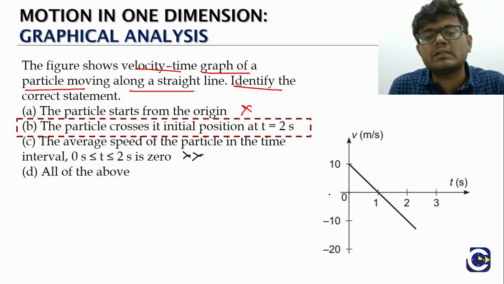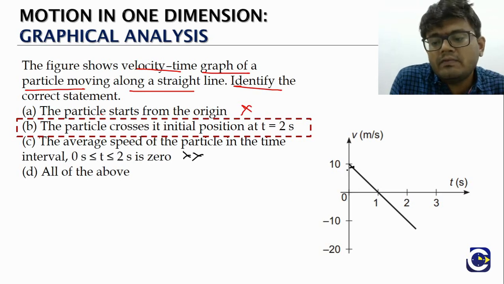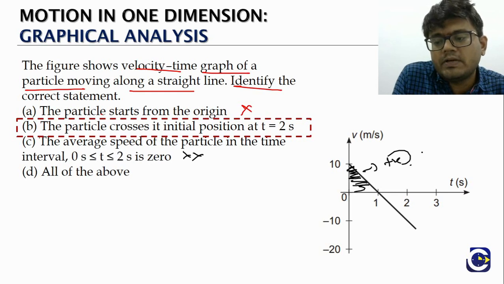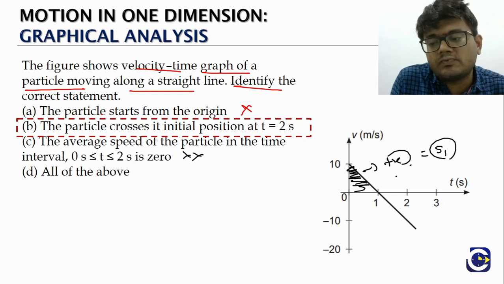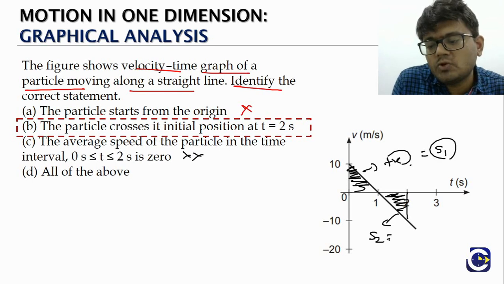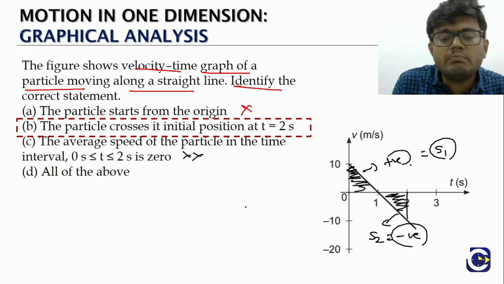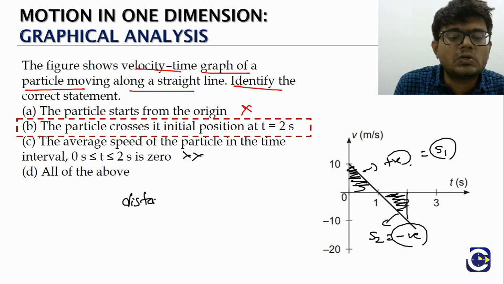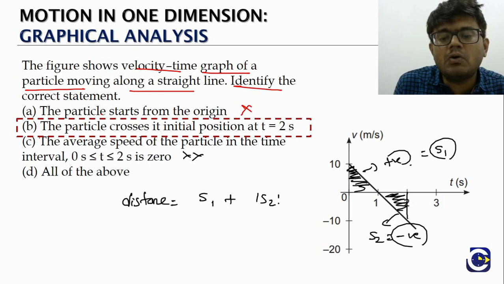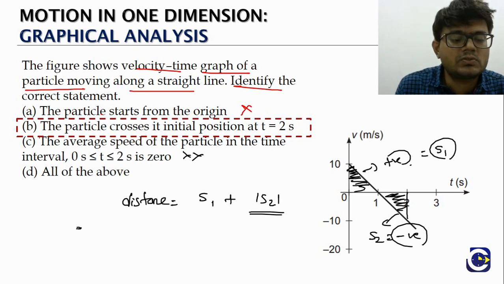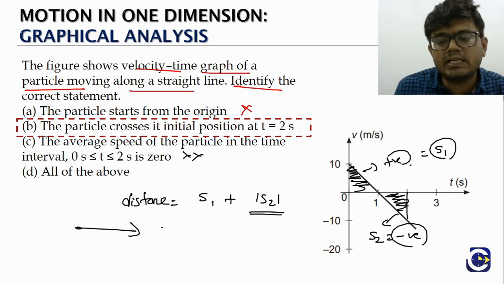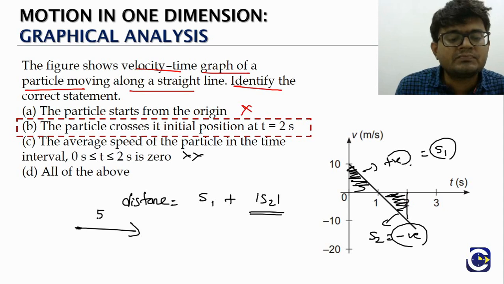So here one thing we need to understand: when we look at the area, this area is coming as positive when we talk about the displacement S1. For the second part we will take S2 to be negative. But when we want to measure the total distance covered, we will add S1 to the modulus of S2. Look at this now, if it is going in one direction, traveling for 5 meters and then coming back 5 meters.